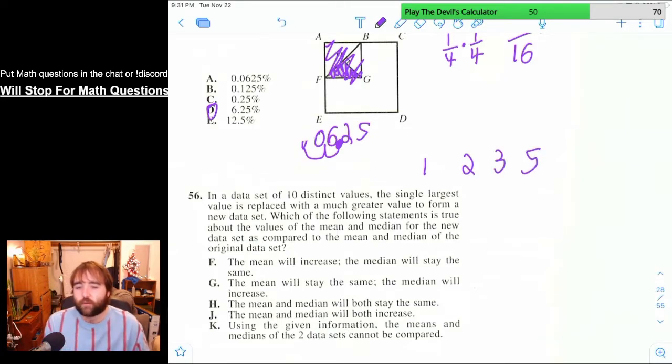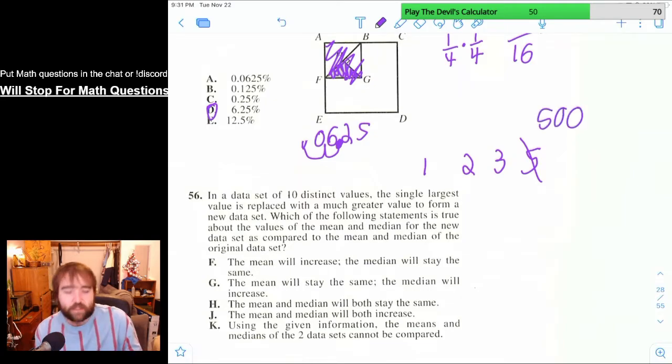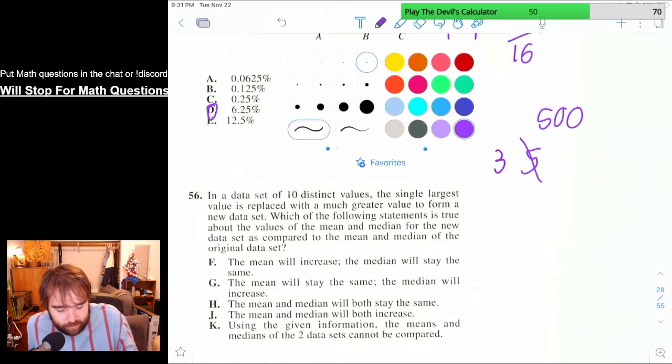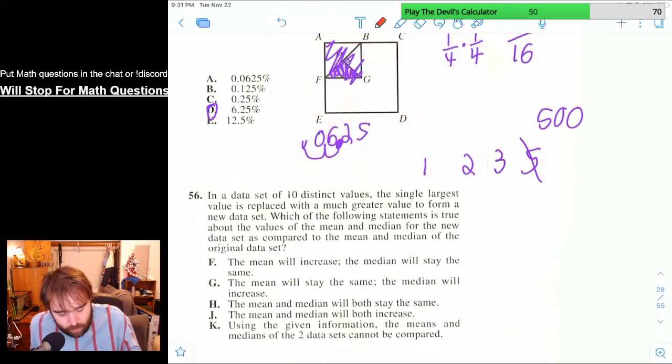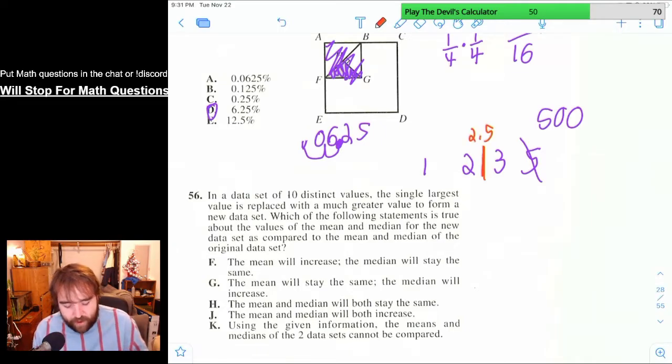So let's say this is the original data set. And then we're going to change this 5. We're going to get rid of that and make it a lot bigger. Let's say we're going to change it and make it 500. And let's think about the mean and the median. So the median, what was the median before? Well, remember the median just means the middle number. So you're just going to look here in the middle and say, what is the middle of 2 and 3? It's 2.5. And notice how if we change that 5 to 500, that does nothing to the median.